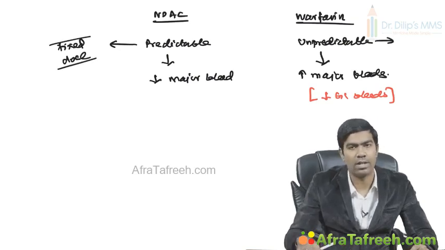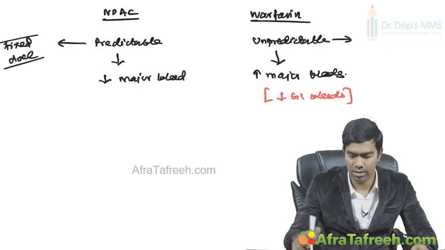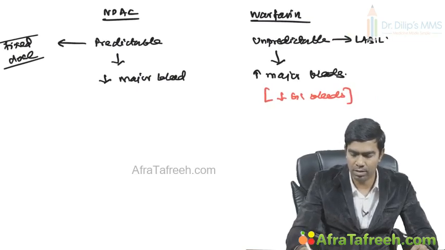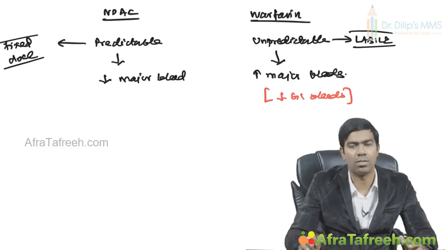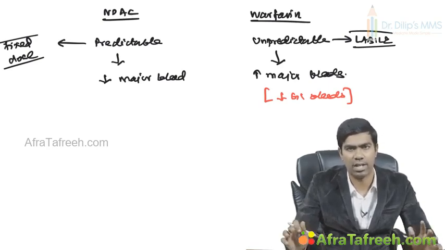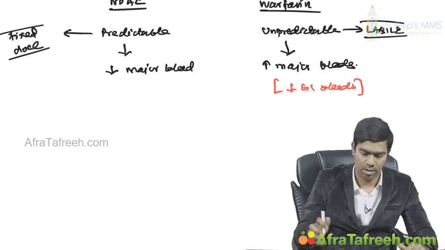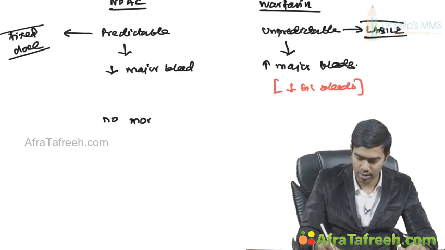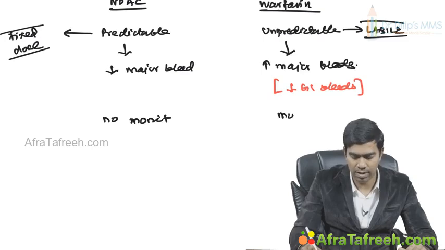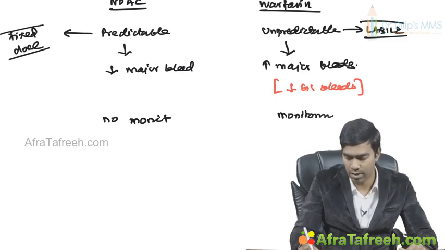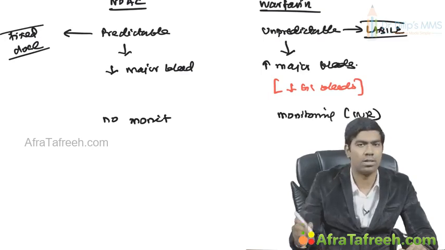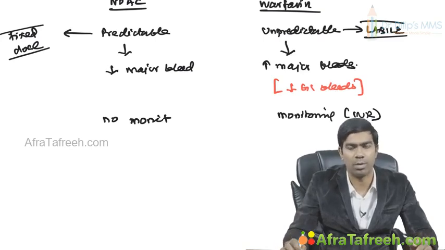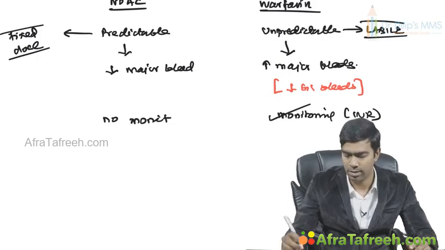Since NOACs have predictable action, they are more of a fixed dose as well. But whereas warfarin, since it's unpredictable in its action, the dose is very labile. It's not fixed. Anyone who's taking warfarin, you will be seeing them, because of the INR monitoring, based on the INR values, they'll keep on shifting the warfarin dose. It's not a standard dose at all. And that means NOACs need no monitoring, whereas warfarin needs very regular monitoring with INR, international normalized ratio, because being a drug with a very narrow therapeutic index, it needs monitoring.